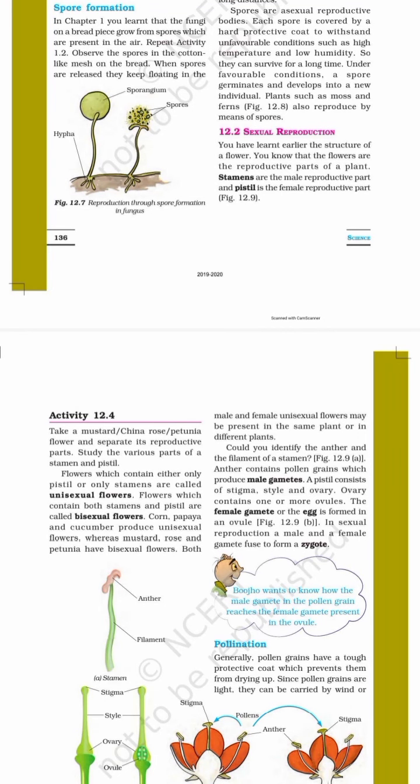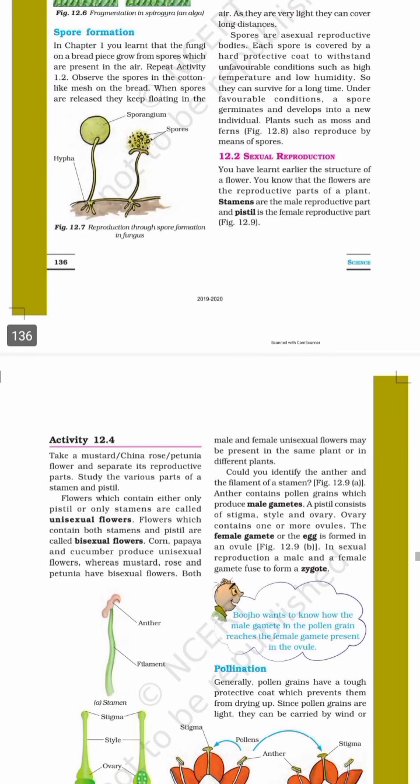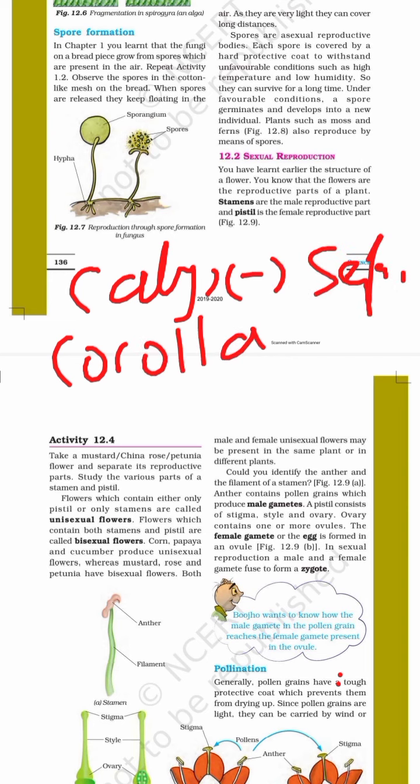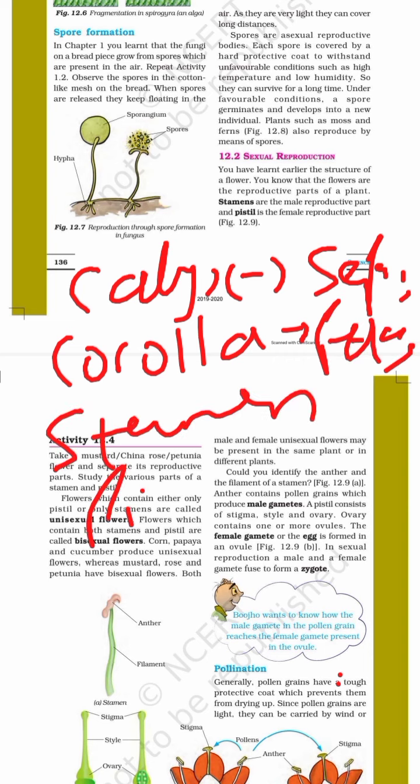So as we studied, sexual reproduction in a flower consists of 4 parts. That is, the 4 parts are calyx, corolla, androecium, gynoecium. At your level, you are supposed to study 4 names over here: calyx, corolla. Calyx is made up of sepals, corolla is made up of petals. Then you have to study stamen and you have to study pistil.